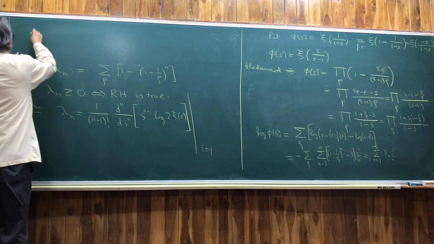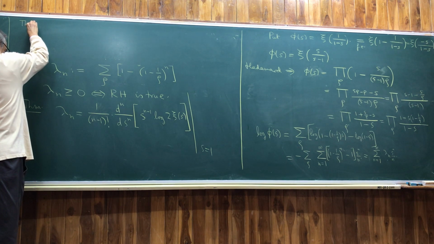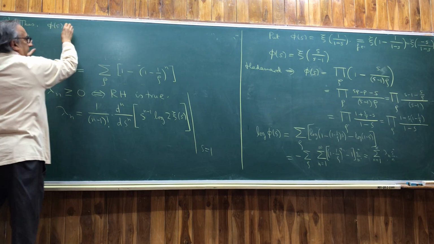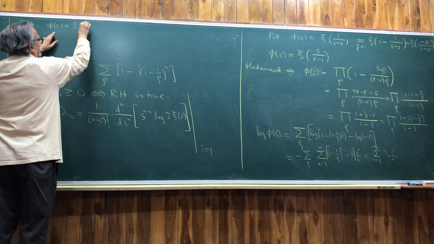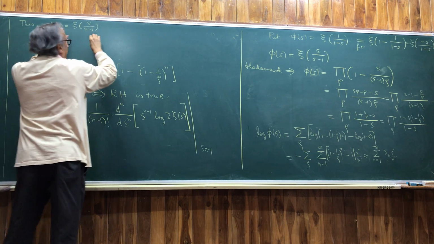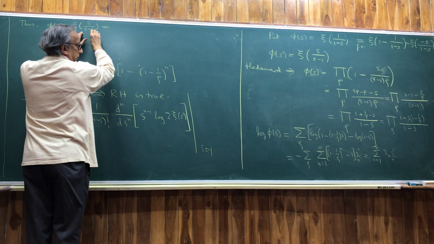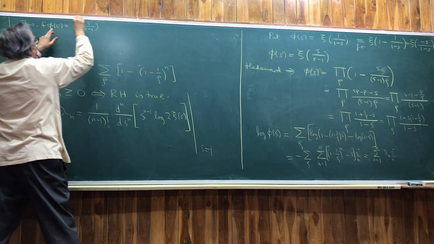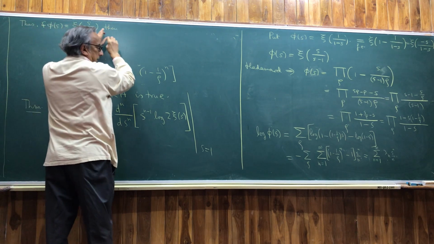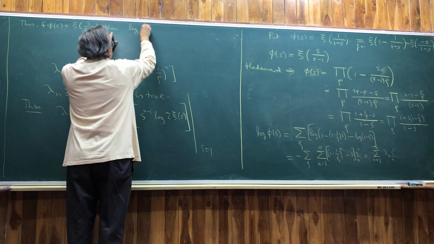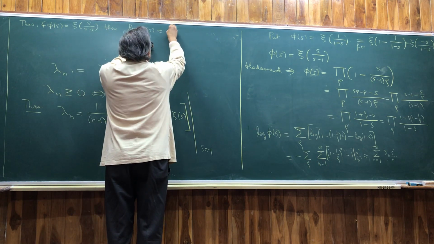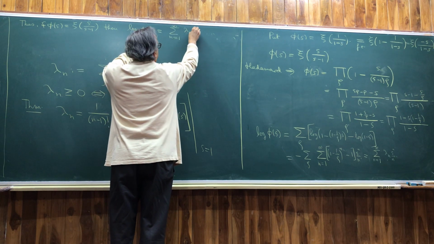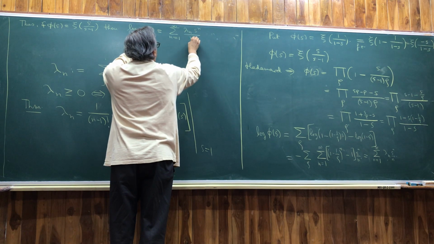So therefore, plus, keeping in mind that phi of s is zeta of s over s minus 1 is equal to, if phi of s is this, then log phi of s is equal to the summation over n to infinity of lambda n s to the n over n.